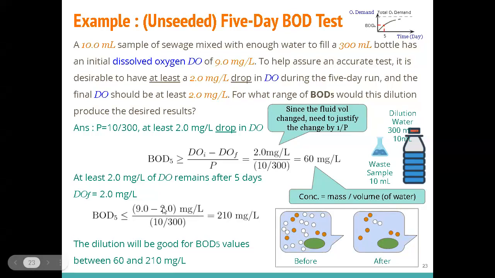If it's larger than 2, what happens to your BOD5? Larger than 2 is acceptable, right? So your BOD5 would be smaller. So that's why you're putting a smaller than or equal to, because it's an acceptable range. Anything smaller than this, acceptable range.